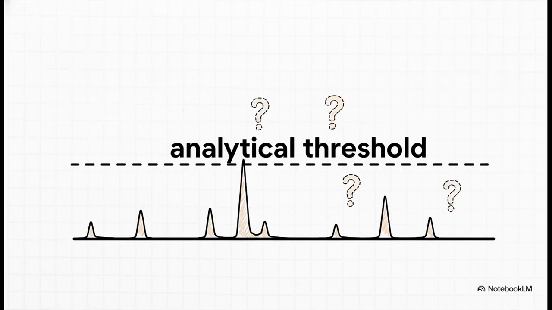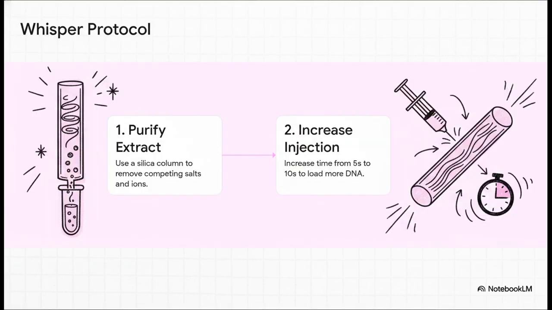Okay, case number 2, the whisper. You get a profile, but it's really weak, with all the peaks hovering right around the detection limit. This can happen for a couple of reasons, but usually it's a problem with competition during the electrophoretic injection. That's how we load the DNA onto the instrument. So how do we fix this? It's a 2-step protocol. First, repurify your DNA extract.